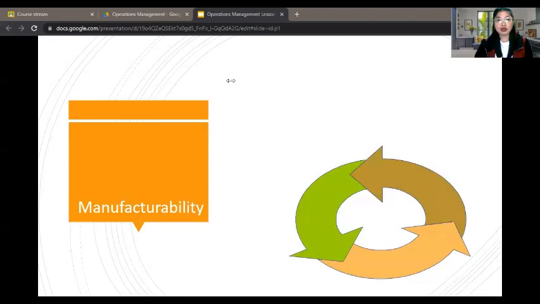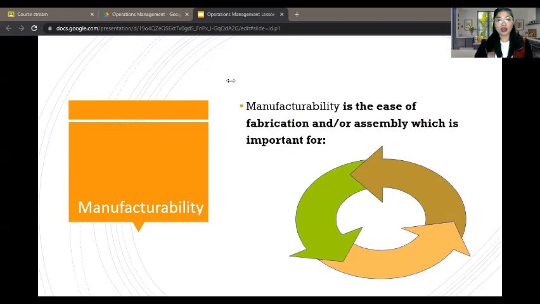Now let's proceed to manufacturability. This is a key concern for manufactured goods. The ease of fabrication or assembly is important for the cost, the productivity, and the quality. With services, ease of providing the service, cost, productivity, and quality are of great concern.